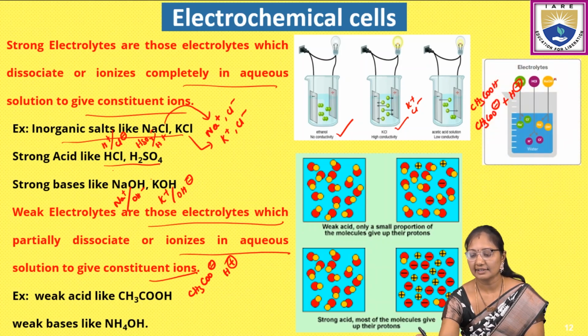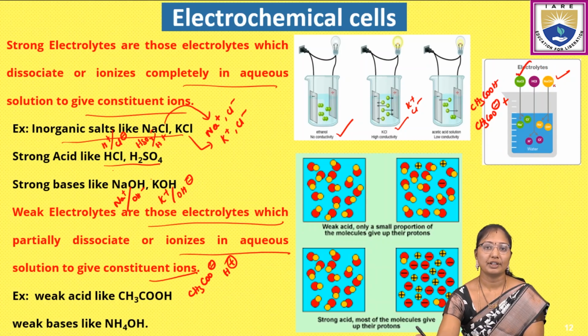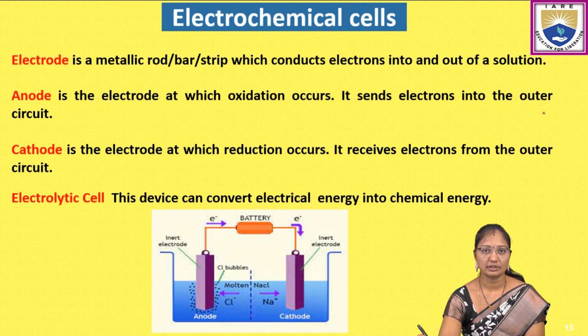NaCl, HCl and NaOH are the strong electrolytes. They dissociate and form positive and negative ions.